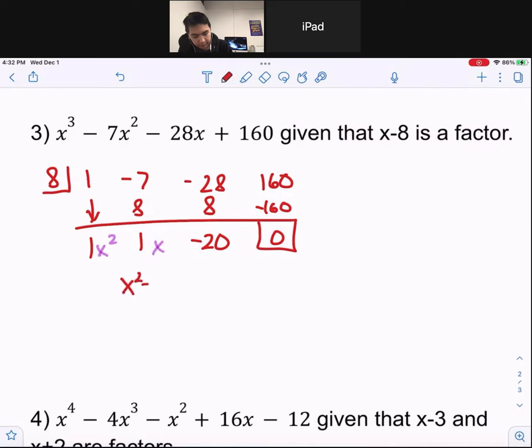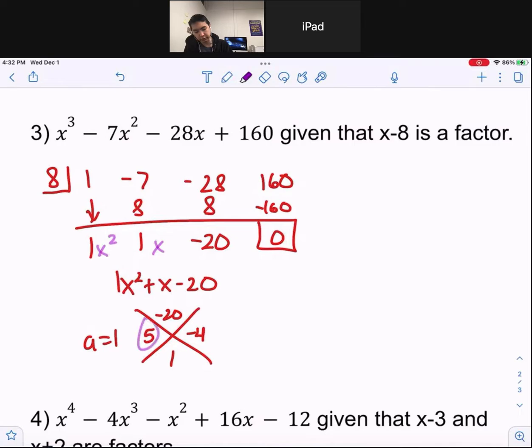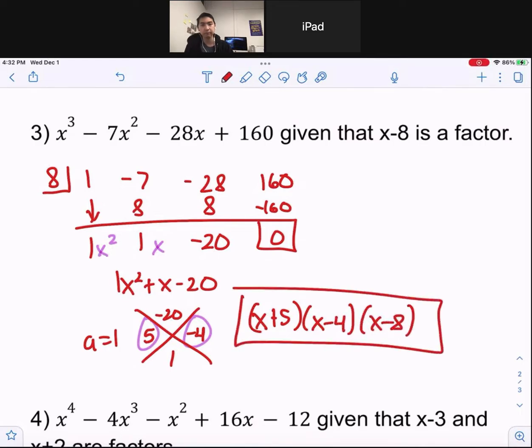So now we have to factor this one out to find all of our factors. And again, x method, -20 and 1. The two numbers that multiply to -20 but add to 1 are 5 and -4. And since a is equal to 1, that means we just use the two side numbers as our factors. And x minus 8 is our original.